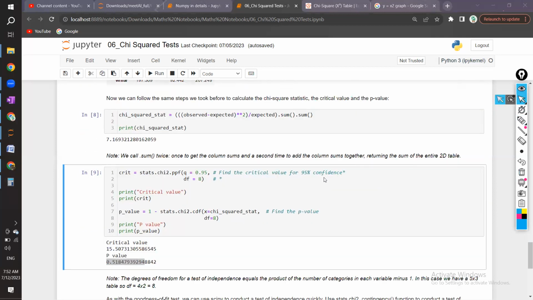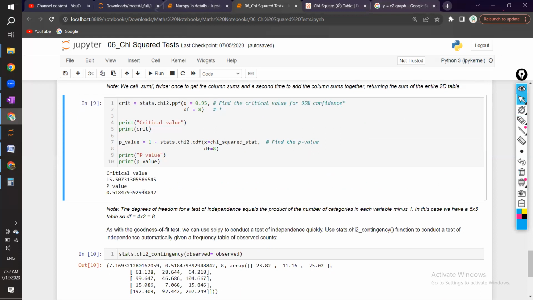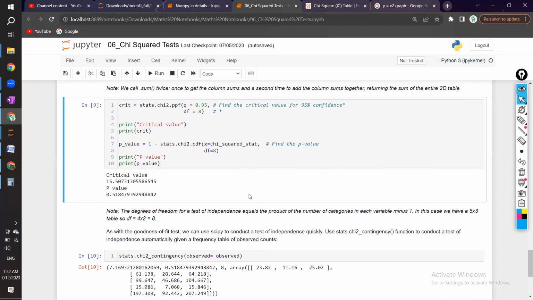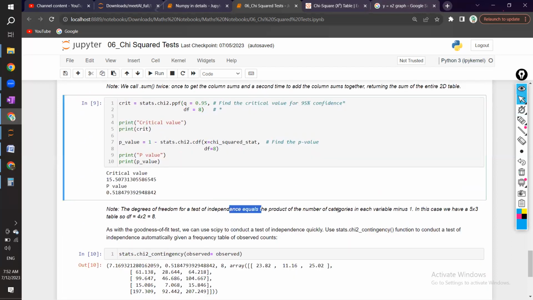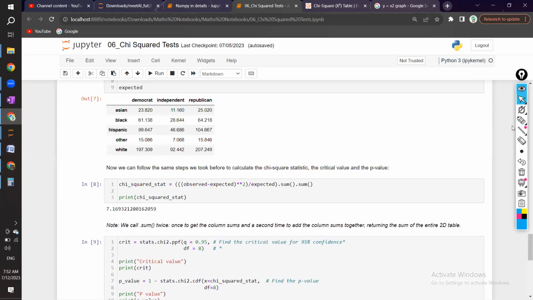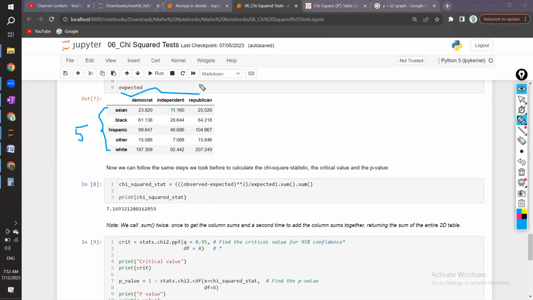So that is how you can do the chi-square test, guys. And for the degrees of freedom, how you get it is mentioned over here. You need to do number of categories minus 1, right? So how many categories do you have? Here you have 5, and here you have 3. So 5 categories minus 1 will be 4, and 3 minus 1 will be 2. So 4 into 2 will be 8.